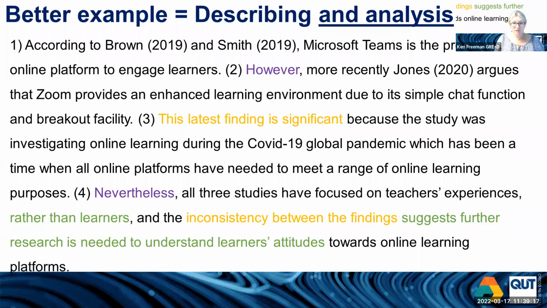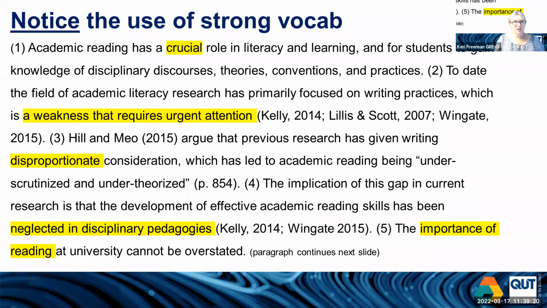And that you do that using your voice. Strong vocab, here's an example here. That's your voice as well. Just try and get out of the way of that. Academic reading has a crucial role. So not just any role, a crucial role in literacy and learning. So there's a weakness in the academic literacy research. It requires urgent attention, not any attention. It needs to be urgent. This is a problem that needs to be solved.